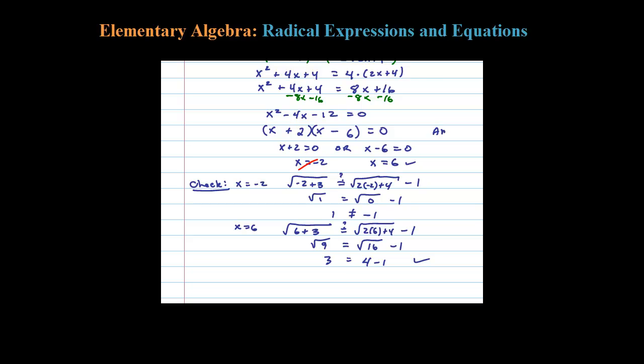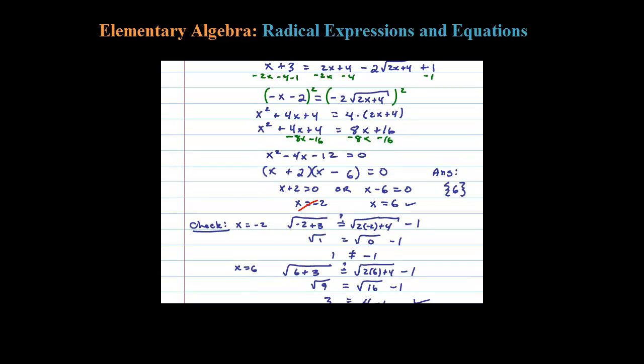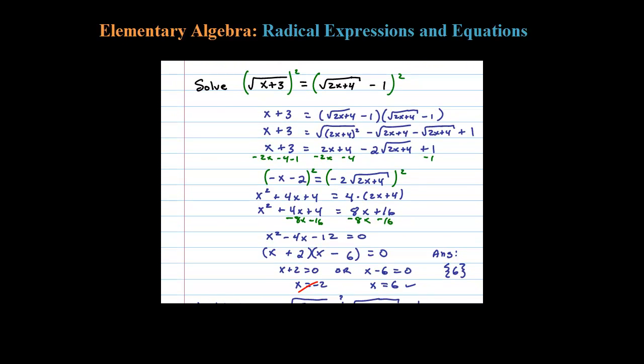So x equals 6 is a good solution. And so your answer to the original is one solution here, x equals 6. X equals 6 solves the original equation. Negative 2 was extraneous.